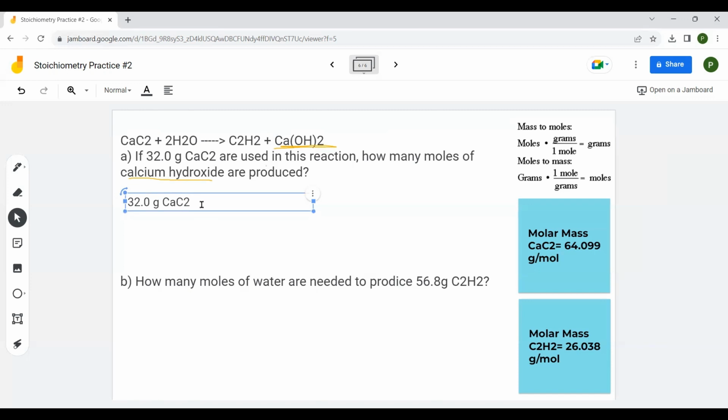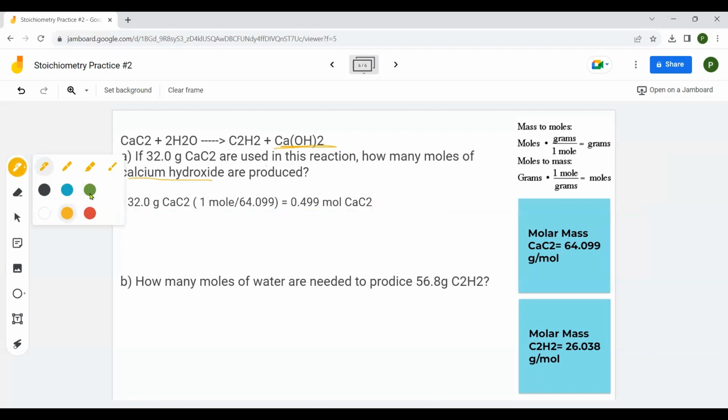I want moles. If I have grams and I want moles, I need to multiply my known grams times 1 mole over our molar mass. I've already calculated for us our molar mass of CaC2 is 64.099 grams per mole. So we can go ahead and plug that in. And we should end up with 0.499 moles of CaC2.